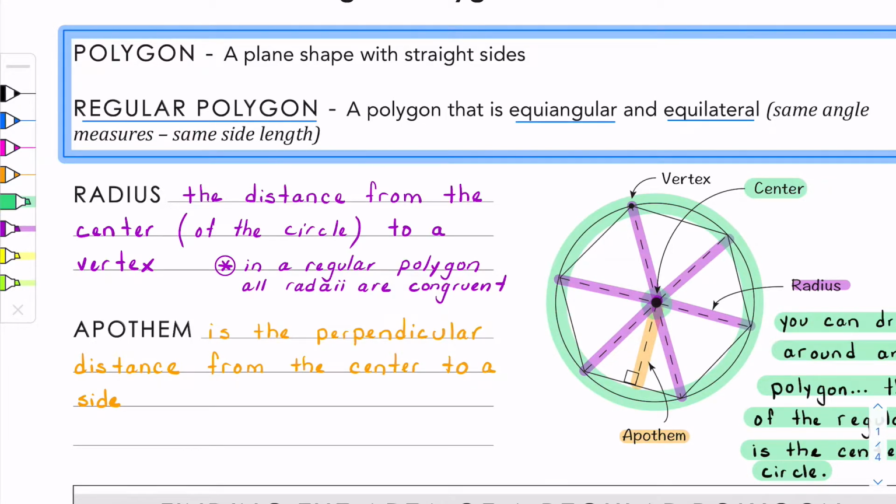There's a little note right here. It says in a regular polygon, all radii are congruent, just like all of the sides are congruent.